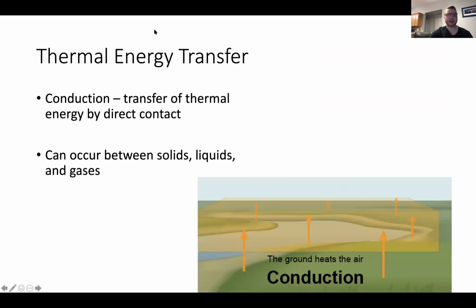So the second type of thermal energy transfer, this is conduction, and this is the transfer of thermal energy by direct contact. So remember your frying pan analogy. This can occur between solids, liquids, and gases, okay? And again, that is the transfer of thermal energy by direct contact.